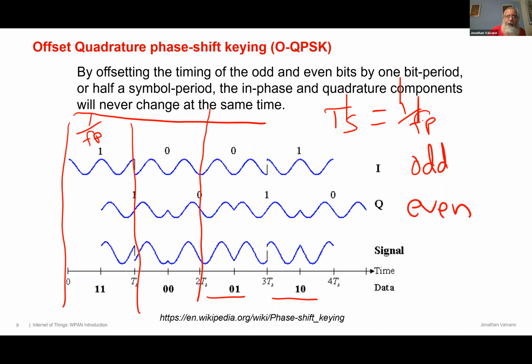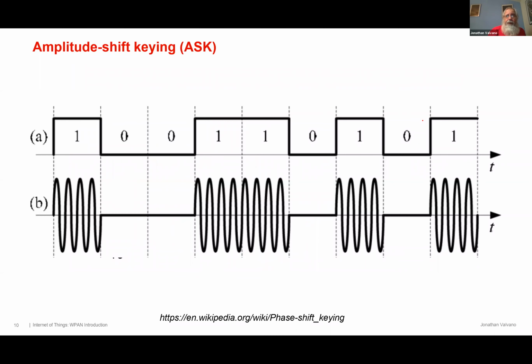Let me do one more. It's easy. You'll like this one. Amplitude shift key. One bit per T. This one should be on the test. If I were to ask you this one on the test, the question would be, are there any high frequency components? And if so, where are they?